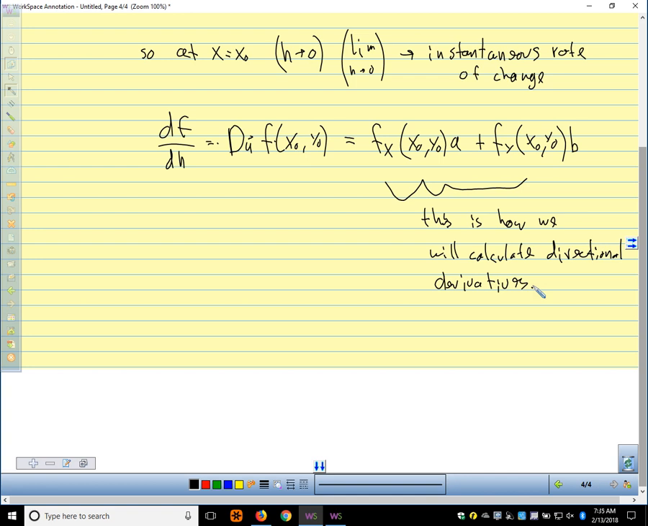So we're going to take the partial derivative of our function with respect to x, the partial derivative of f with respect to y, multiply the derivative with respect to x times the x component of our unit vector, and multiply the partial with respect to y times the y component of our unit vector. Nice, easy calculation compared to those limits that we were looking at.